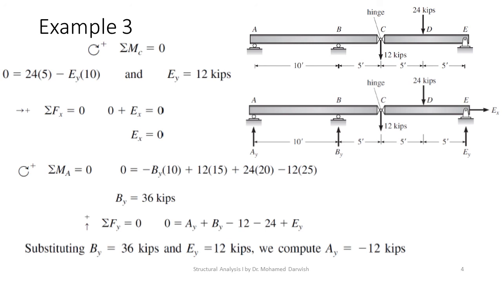Finally, sigma Fy equals 0. I have Ay, this is my unknown here. By is 36. Then I have minus 24 and minus 12. And the reaction Ey was 12 kips, so we will substitute the 36 for By and the 12 for Ey. Now we will get Ay is equal to minus 12 kips. Again, it's going down, which makes sense because it wants to be pulled up. So it wants to be pulled out and it wants to resist that pull. So it is minus 12 kips.